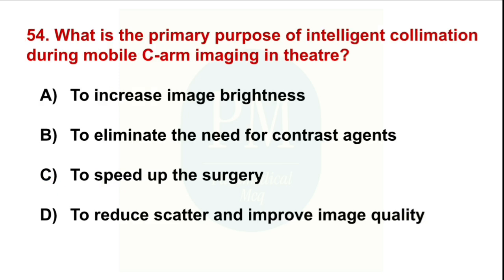What is the primary purpose of intelligent collimation during mobile C-arm imaging in theater? Option A, to increase image brightness. Option B, to eliminate the need for contrast agents. Option C, to speed up the surgery. Option D, to reduce scatter and improve image quality. The correct option is option D, to reduce scatter and improve image quality.